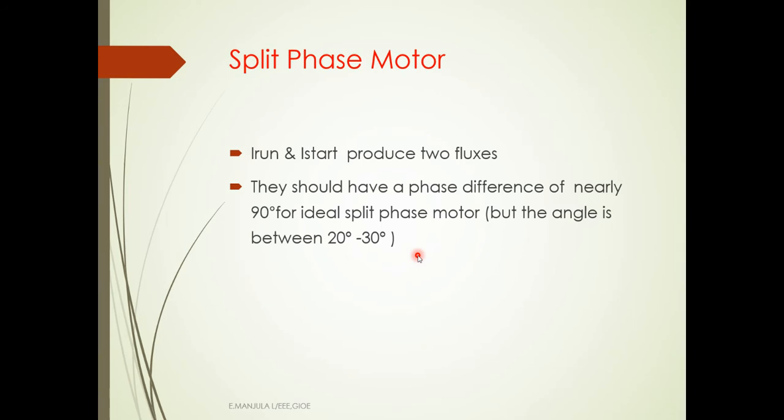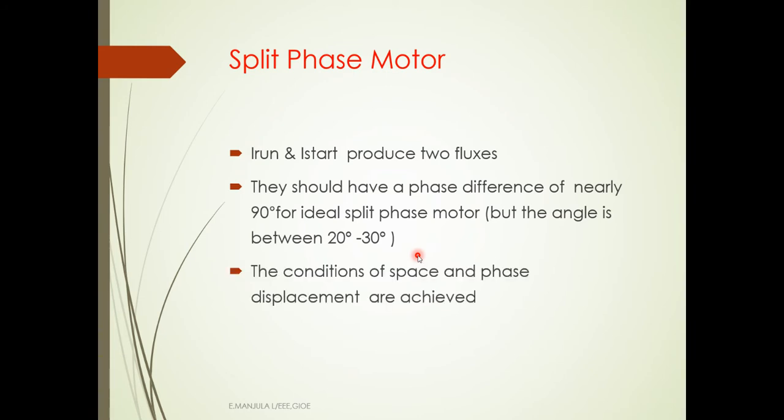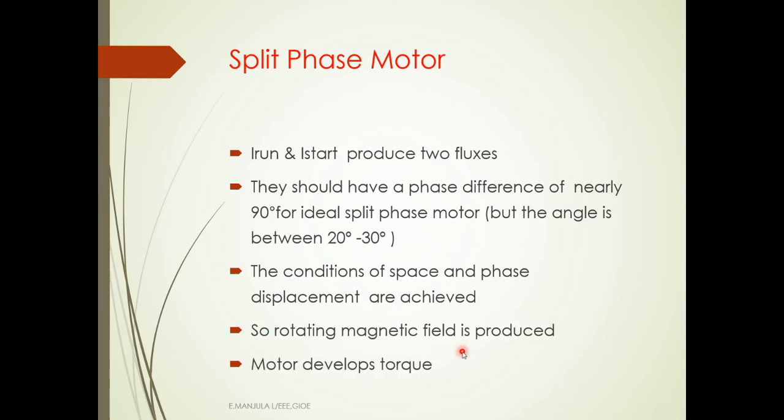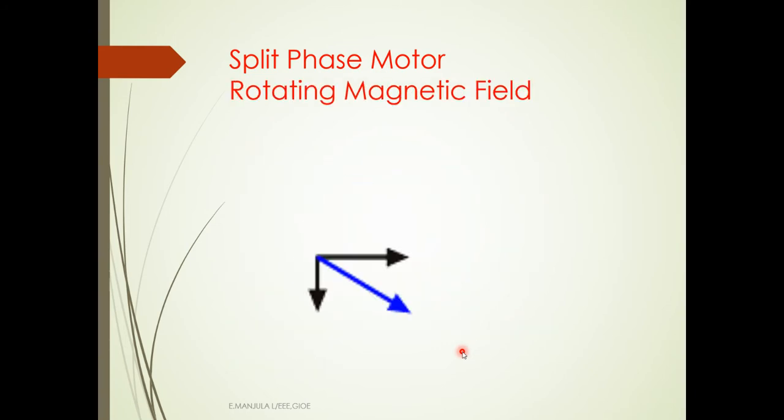We have studied the double field magnetic field theory. In that, we know that the two currents should be 90 degrees apart. According to the concept, ideally it should be 90 degrees, but in a split phase motor, the angle between the two currents is 20 to 30 degrees. So this condition of space and phase displacement is achieved, a rotating magnetic field is produced, and the motor develops torque. Okay.